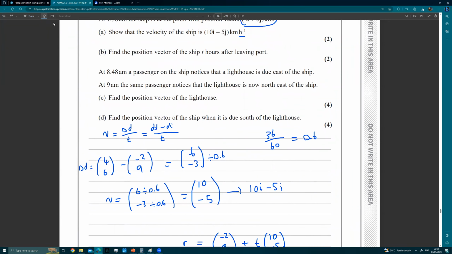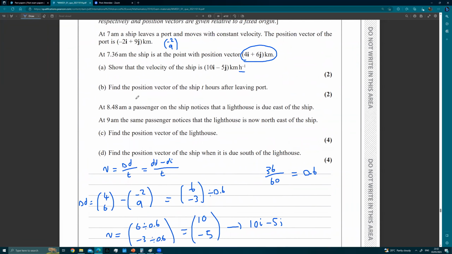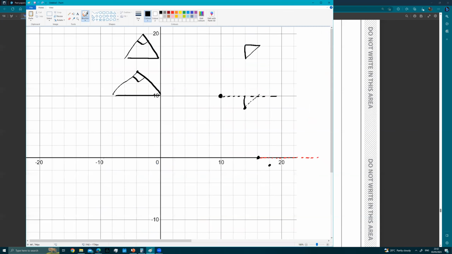Okay, now it says at 8:48 a.m. So around 1 hour 48 minutes later, because remember it started at 7 a.m. and now it's 8:48. So t is 1 hour 48 minutes, or 108 minutes, 60 plus 48 minutes later. This could be written as 1 point, let's do 48 over 60.